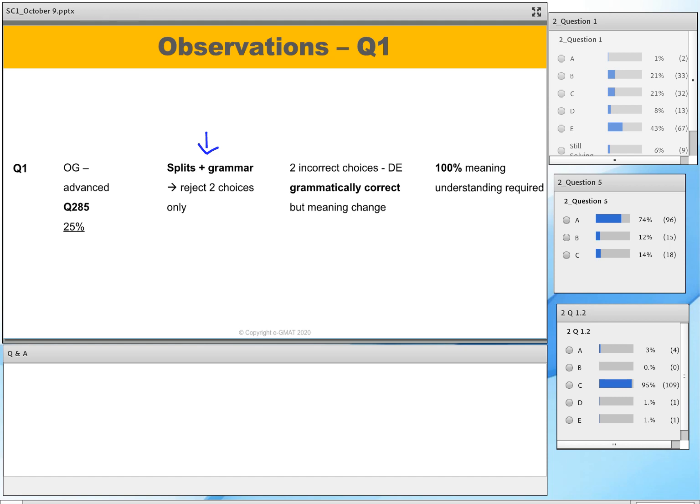So you did need the understanding of the underlined phrase in the sentence in order to choose the correct answer choice, because all the answer choices out there are grammatically correct. Well, not A and B, of course, we can reject them by the absence of by, but of course, C, D, and E are grammatically correct. But the meaning that they convey does not fit into the context of our original sentence.